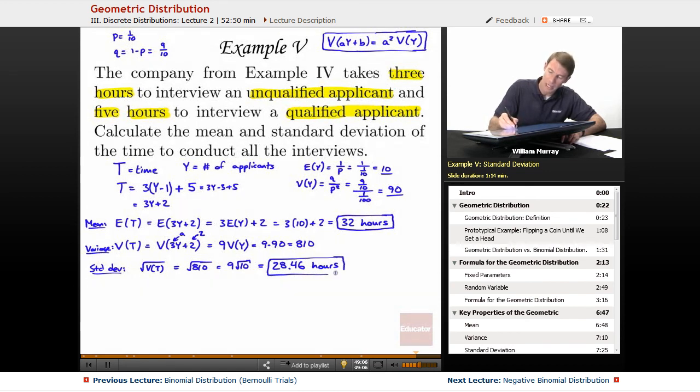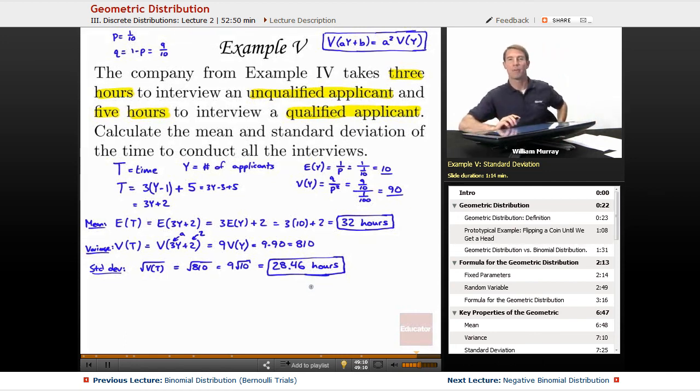So if you're a company and you're planning this interview process, you know that on average about 1 in 10 applicants is going to have the right skills. You want to budget, on average, about 32 hours to find the right employee for the job, but the standard deviation on that figure is 28.46 hours. I should be clear that that was a calculator approximation.